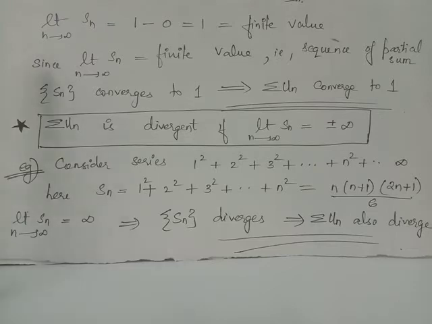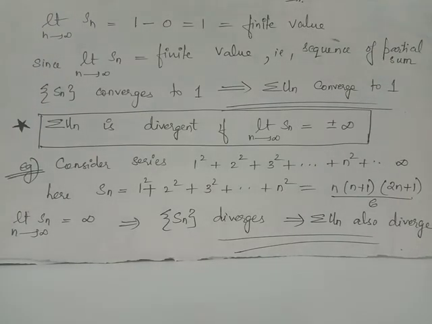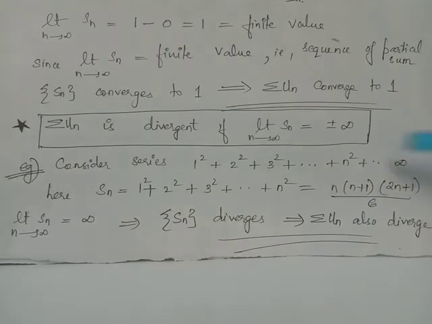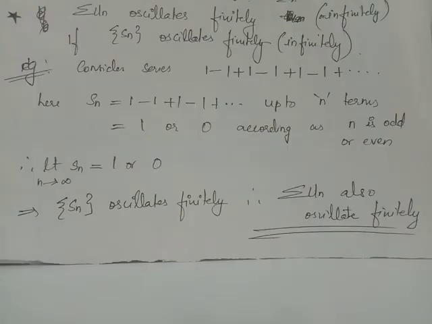When limit n tends to infinity Sn gives a finite value, you are able to conclude that the given infinite series is convergent. And when limit n tends to infinity Sn does not give a finite value, you will easily conclude that the given infinite series is not convergent. There can be a situation wherein the given infinite series neither converges nor diverges. This is the case when the given infinite series oscillates finitely or infinitely. This oscillatory behavior of the infinite series can also be predicted using the nth partial sum.